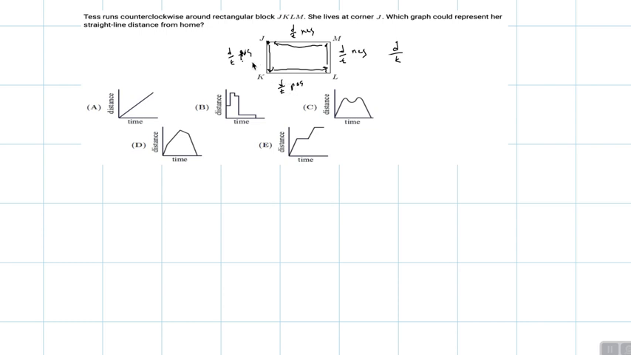So given that, A doesn't work because this is saying the distance over time is the same throughout. This doesn't work because it's saying that distance is staying the same at the beginning, which isn't true. And this one doesn't work because this is saying distance plateaus here, which isn't true. So we're down to these two.